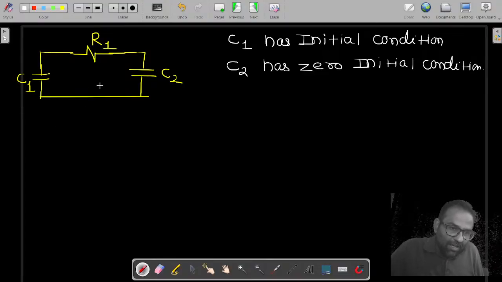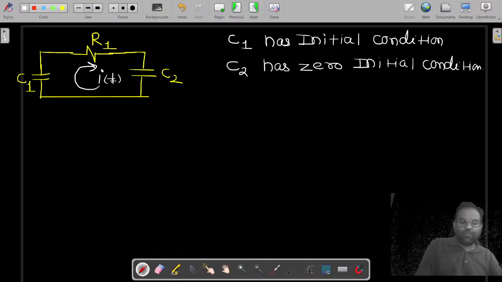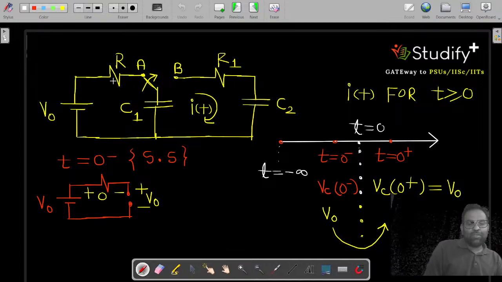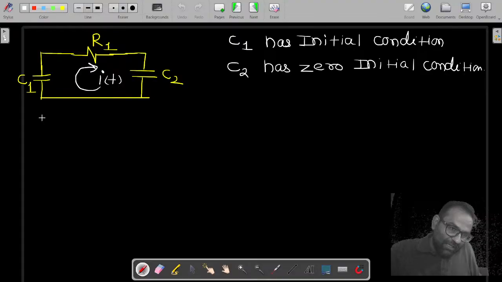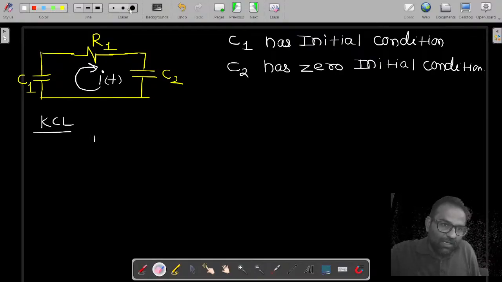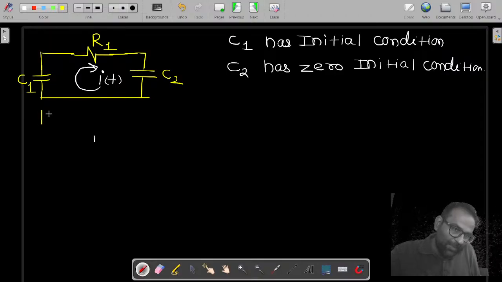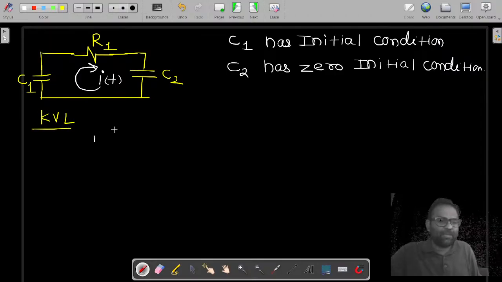So let's say we are taking one current i, because I am interested in the current i(t). And if you are interested in the current i(t), you need to write the KCL. So what is KCL? The better way is to write KVL. Kirchhoff's voltage law will be a good choice for analysis of this circuit, although you can analyze by any means.